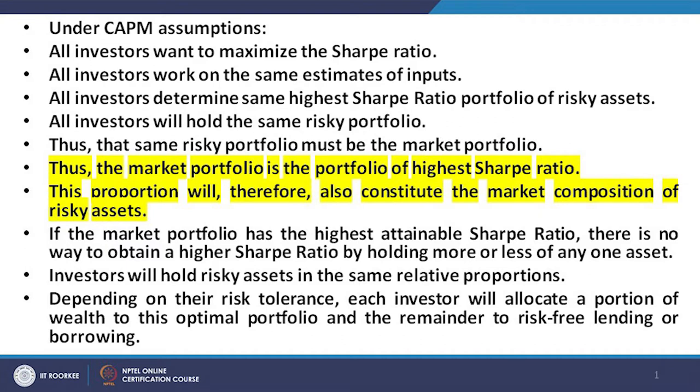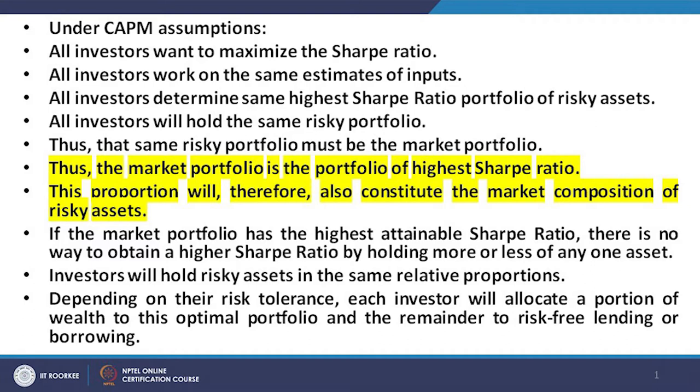Thus, the same risky portfolio must be the market portfolio. Thus, the market portfolio is the portfolio with the higher Sharpe ratio, because each investor is holding that portfolio which gives him the higher Sharpe ratio, and the higher Sharpe ratio is the same for all the investors. Therefore, all the investors are holding the same proportion of risky securities, and therefore, the same proportion of risky securities must be reflected in the market, in outstandings.